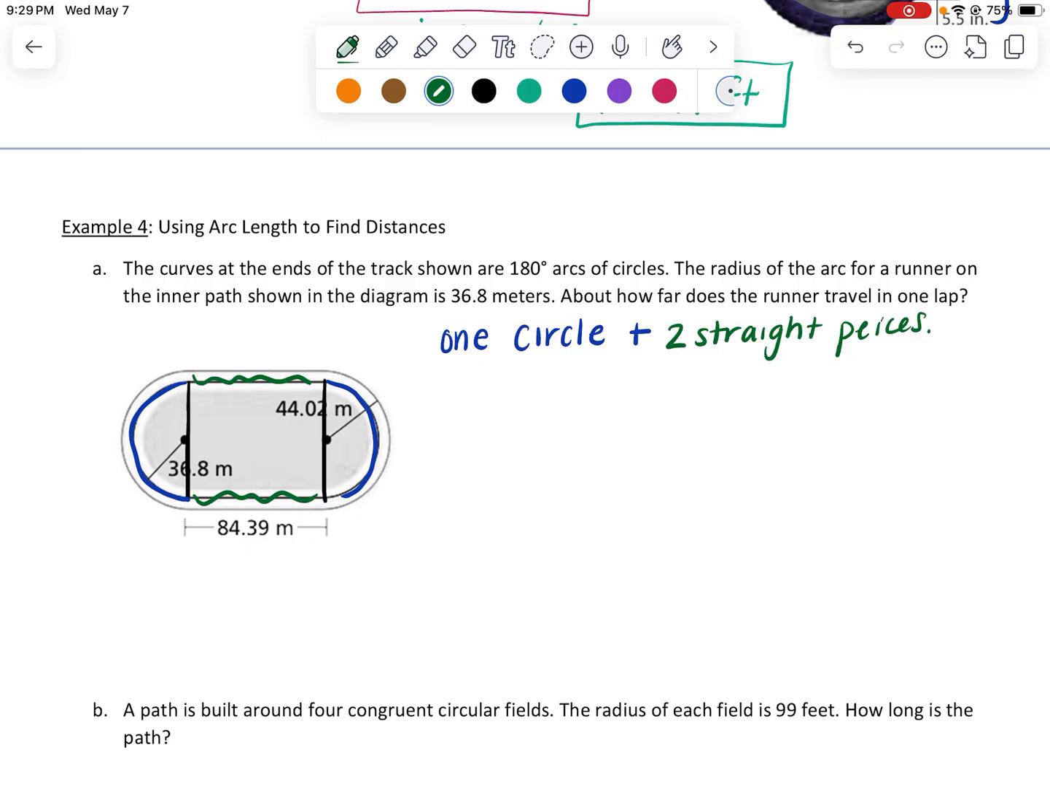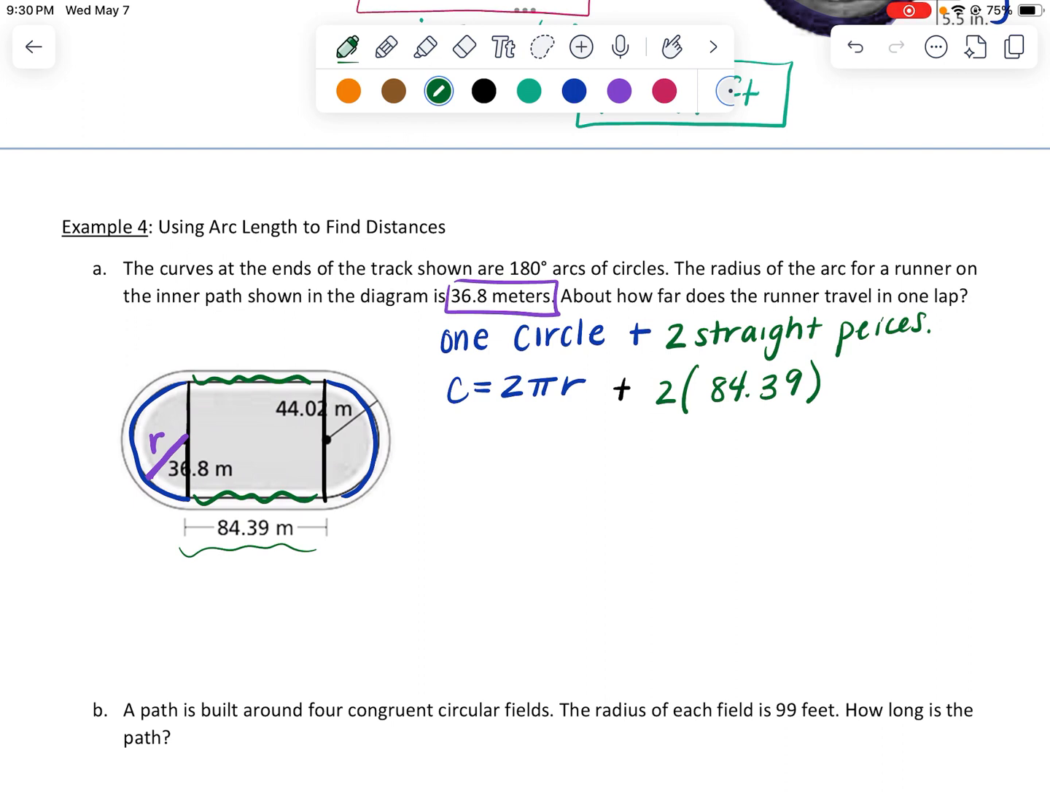Okay, so let's read this one more time and make sure we're going to solve this correctly. It says, the radius of the arc for the runner on the inner path is shown with a diagram. Okay, so the inner path is shown right here. This is the inside route that we're taking. That's the radius. So if I find one circle, the distance of a circle, that's the circumference, 2 pi r. And I'm going to add the two straight pieces, which in this case is pretty easy. It's 2 times, and they just give you the value. So 2 times 84.39.